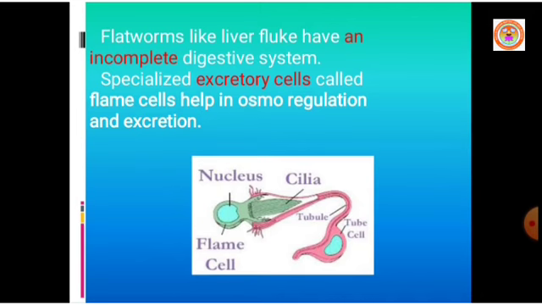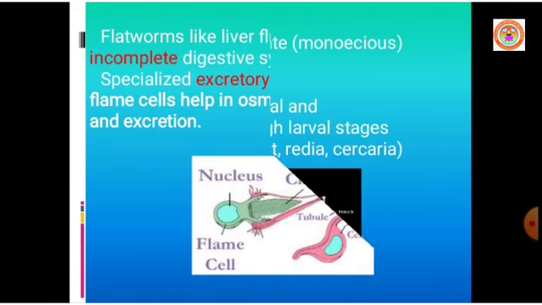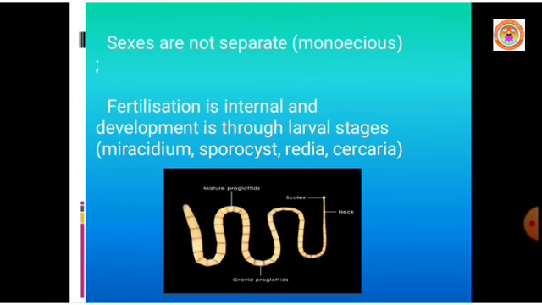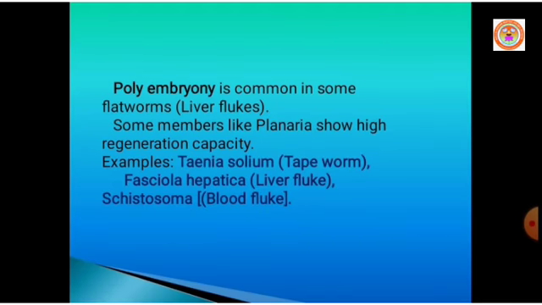Sexes in Platyhelminthes are not separate, hence they are monoecious. Fertilization is internal and the development is through larval stages such as Miracidium, Sporocyst, Redia, Cercaria. Members of Platyhelminthes possess an important feature, that is polyembryony, which is very common in some flatworms like liver fluke.